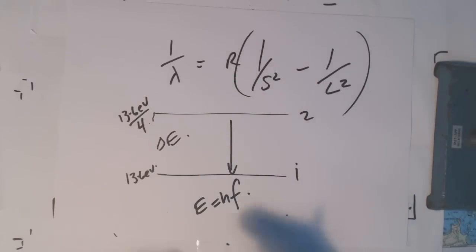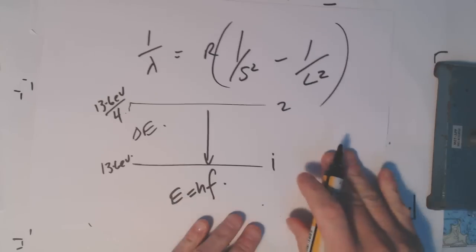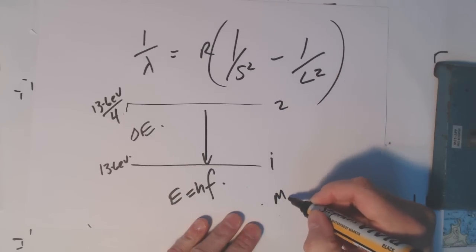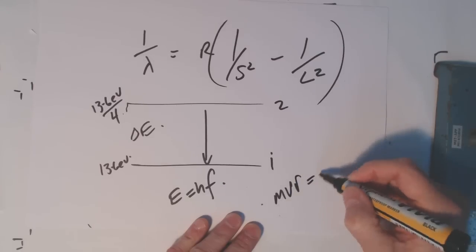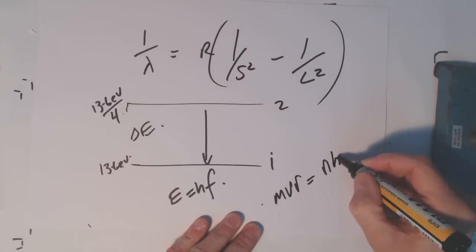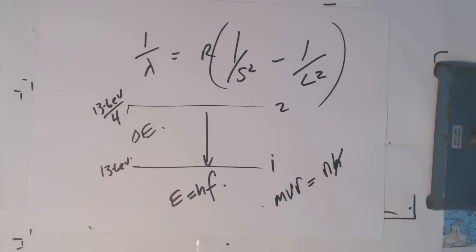So Bohr was able to calculate those wavelengths just by saying that angular momentum is equal to n Planck's constants. So he's basically saying that angular momentum came in these packages based on Planck's constant. Quantization, quantum physics.